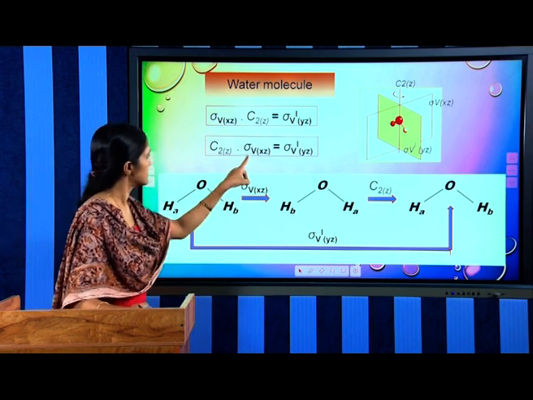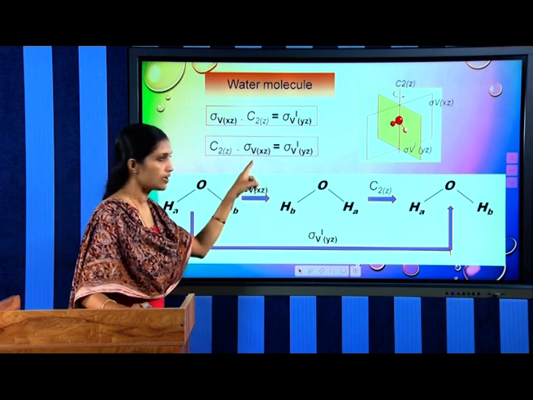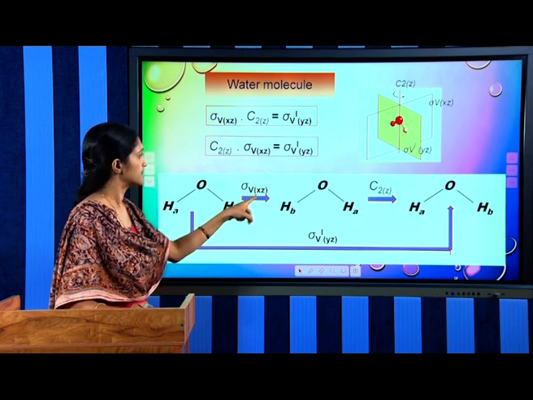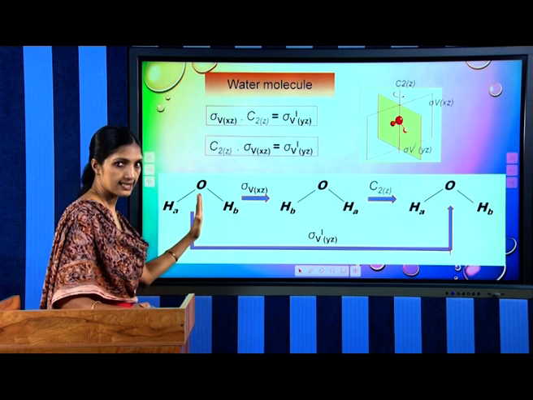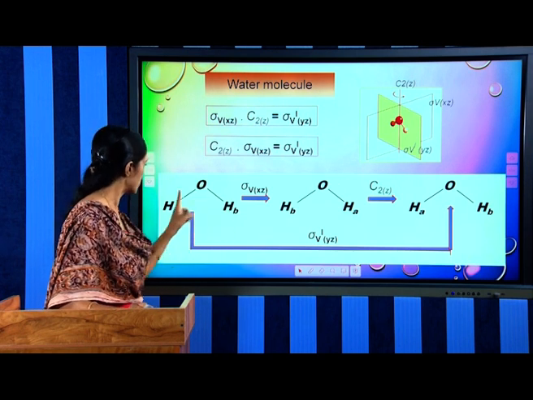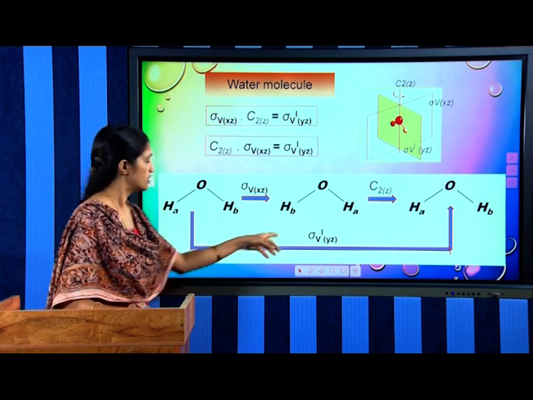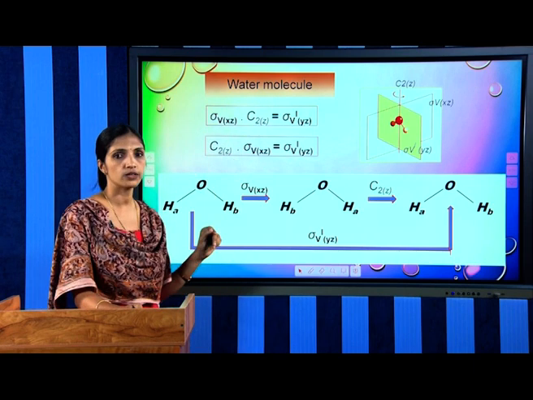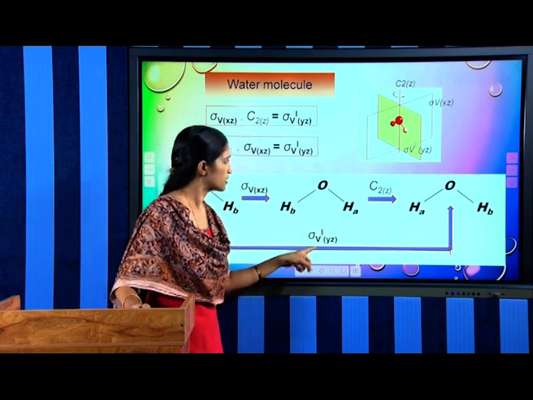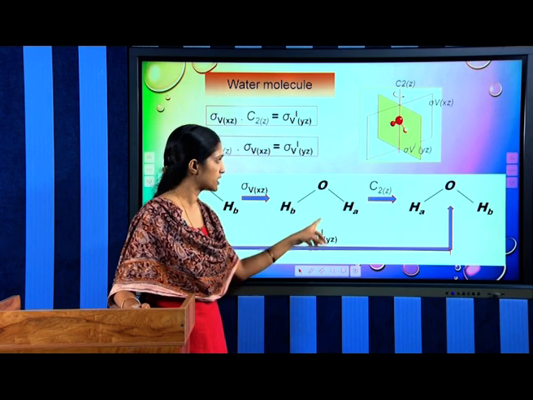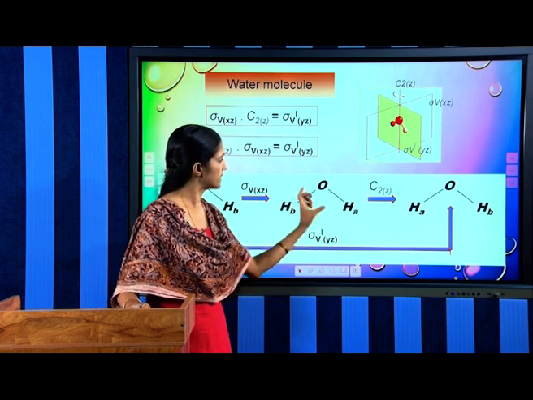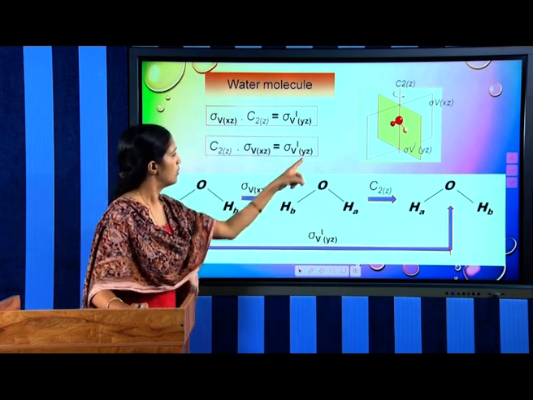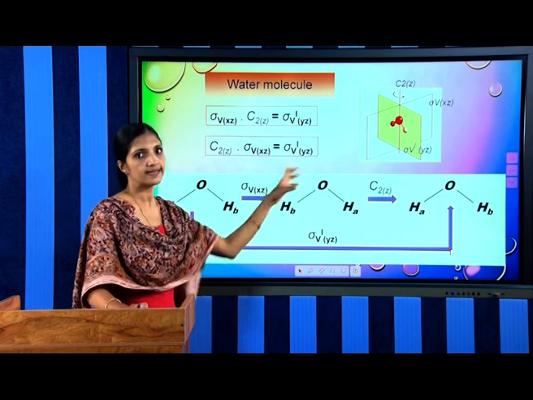Let us check. This operation means we have to apply sigma V xz first. Sigma V xz is the plane bisecting the molecule. So HB goes to the place of HA and vice versa, and this will be the figure. Now secondly we have to operate C2Z, the 180 degree rotation about the Z axis. Again this exchanges, and this will be the result. And it is the same as when sigma V dash yz is applied.